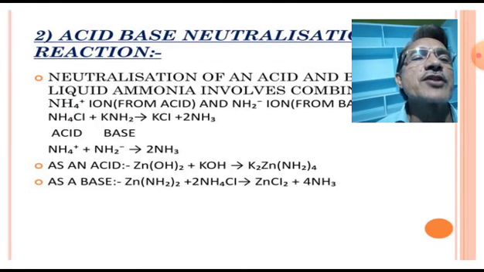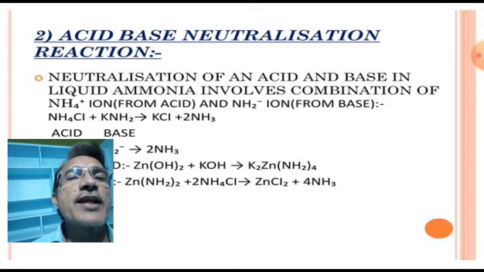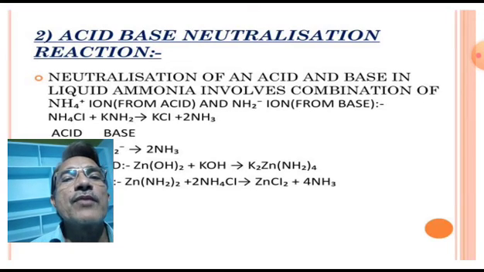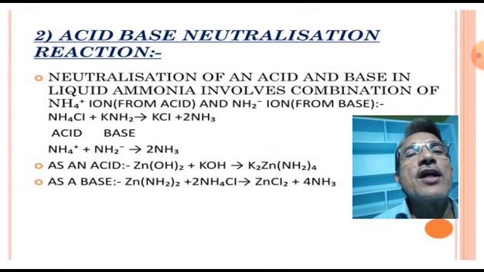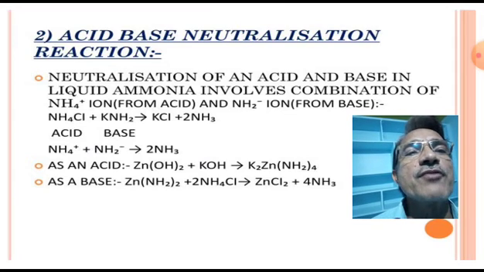Acid-base neutralization reaction. Neutralization of an acid and base in liquid ammonia involves combination of NH4+ ion from the acid and NH2- ion from the base. NH4Cl plus KNH2 gives rise to KCl plus 2NH3. When ammonium chloride combines with potassium amide, it produces potassium chloride. In this reaction, a salt is formed. Therefore, we call it a neutralization reaction.